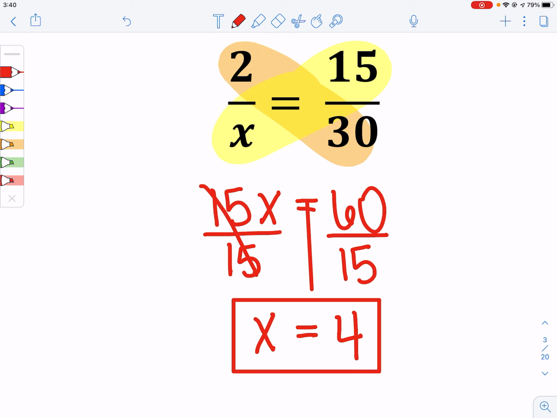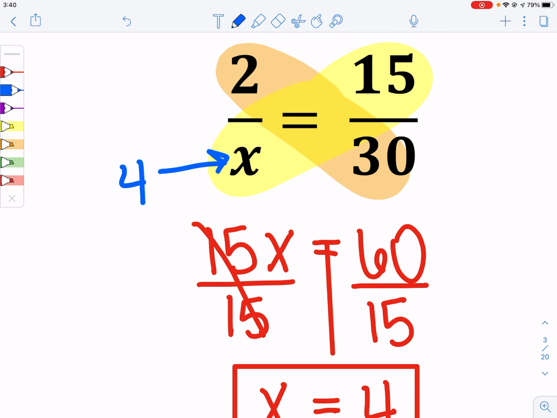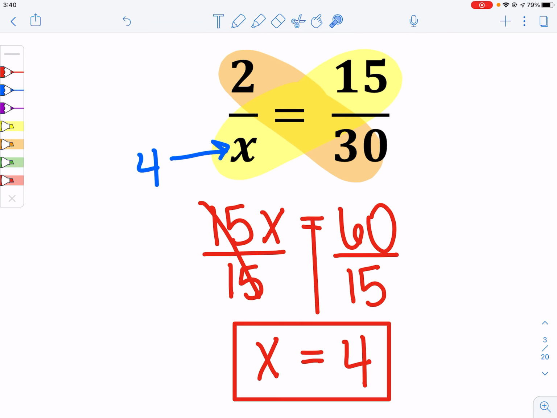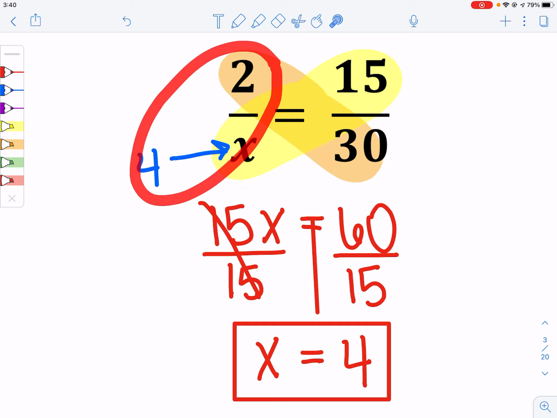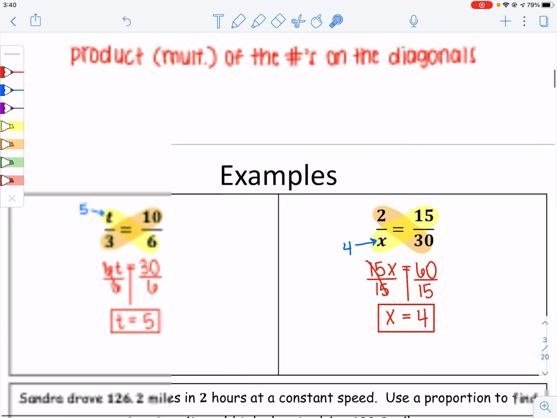And again, if you want to, you can always double check. If I plug in a 4 right here, these two fractions should simplify to the same thing, okay? 15 over 30 I know is 1/2 because 15 is half of 30. 2 over 4 is also 1/2 because 2 is half of 4. So I know that that answer makes sense.